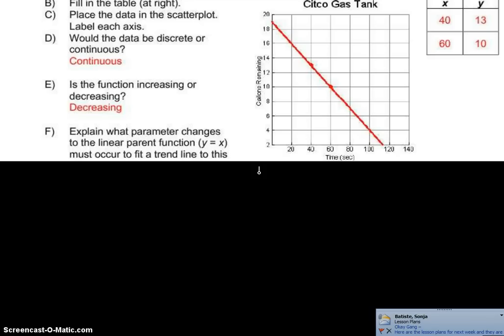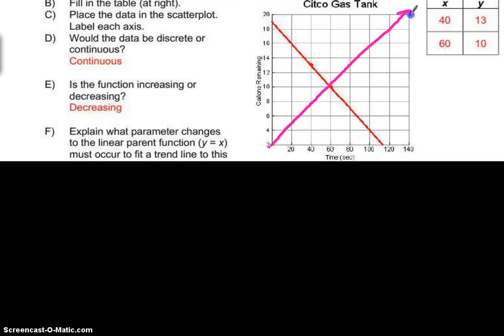Okay, so F says explain what parameter changes to the linear parent function y equals x must occur to fit a trend line to this. Okay, what it wants you to do is to describe if I had y equals x, which is this graph right here, what would I have to change in order to get the graph that I have based on this information? So for part F, I should notice that my graph has been flipped.